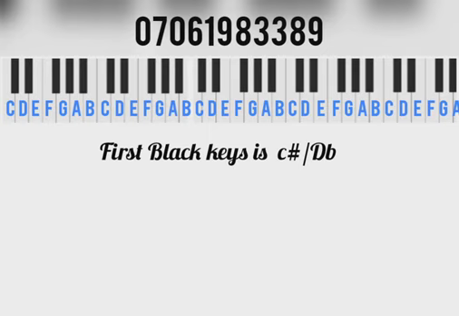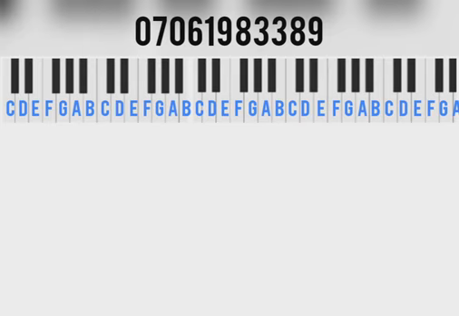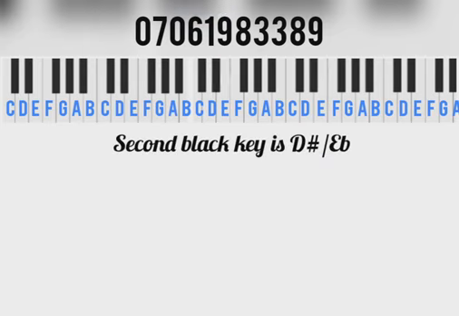Now it can also be called D flat because it's below D, just a step away from D. So the first black key has two names, C sharp or D flat. This also applies to the second black key. It can be called D sharp or E flat because it's behind E and is also in front of D.